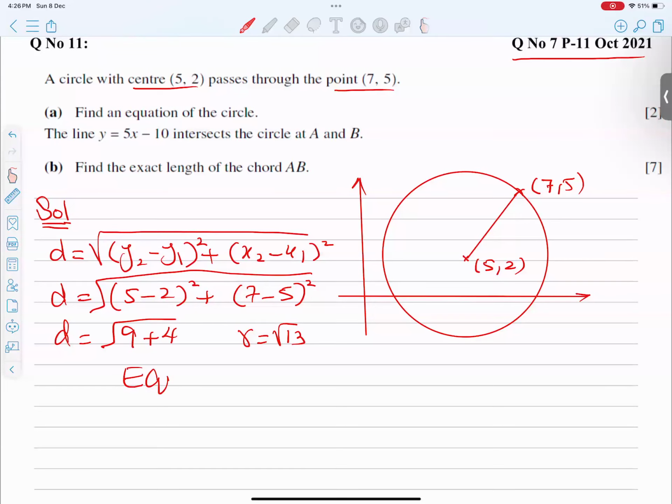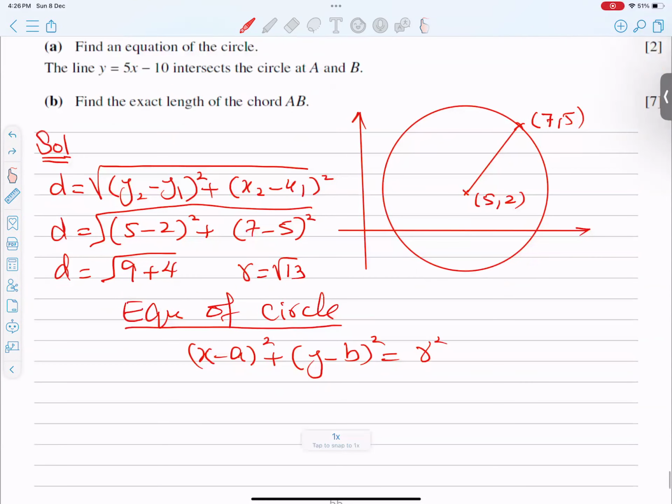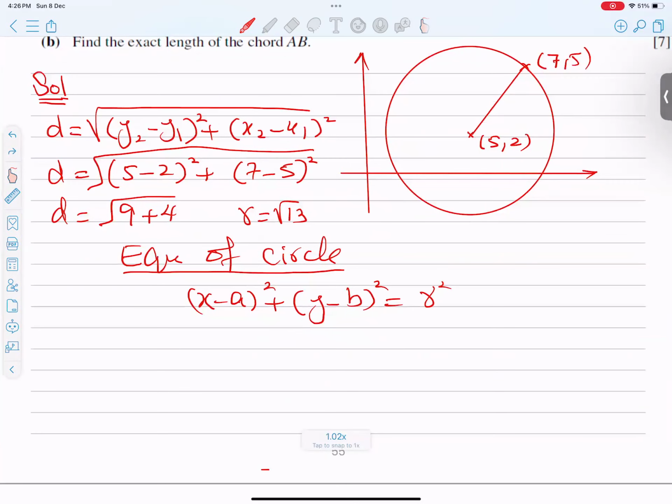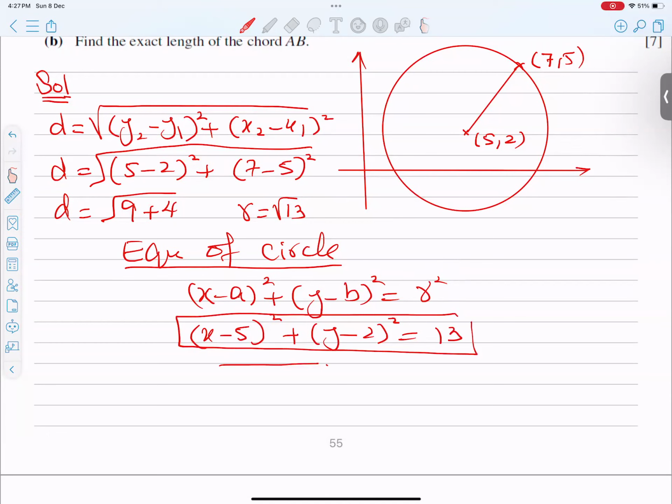The formula was very clear: (x minus a) whole squared plus (y minus b) whole squared is equal to the radius squared. This a comes from 5, and this b is this one. So obviously it's nothing hard, alhamdulillah. So (x minus 5) whole squared plus (y minus 2) whole squared equals the square of this one, and the square of this gives you 13. This is my final answer. Alhamdulillah Rabbil Alameen. First 2 marks done.